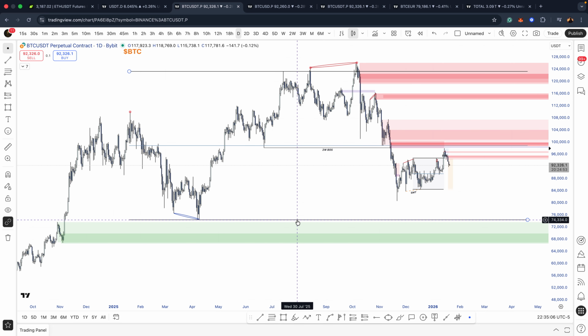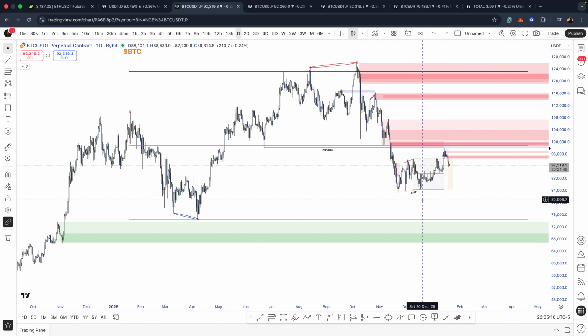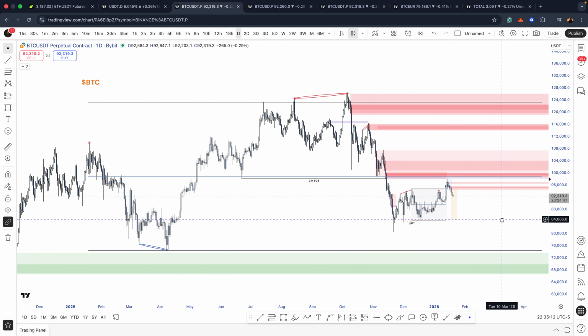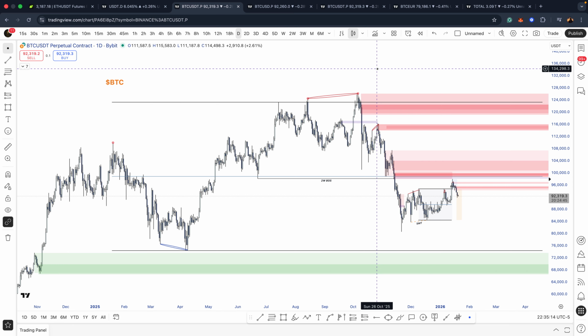Technically, the order flow is then over or back to neutral once we do complete this range. But this is kind of my breakdown of the current environment on Bitcoin.